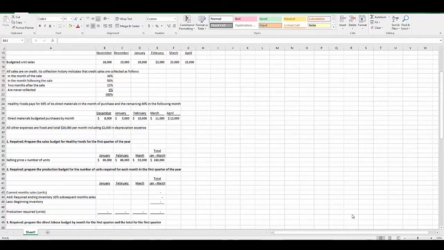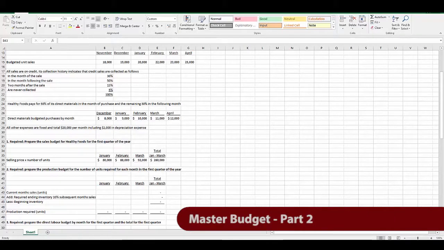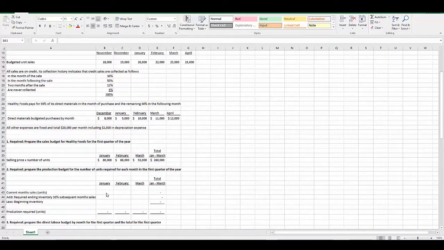This is step 2 of the master budget. The requirement is to prepare the production budget for the number of units for each month in the first quarter of the year. First of all, we always start off with the number of units that you are going to be selling each month. That would be 20,000 for January, 22,000 for February, and 23,000 for March.